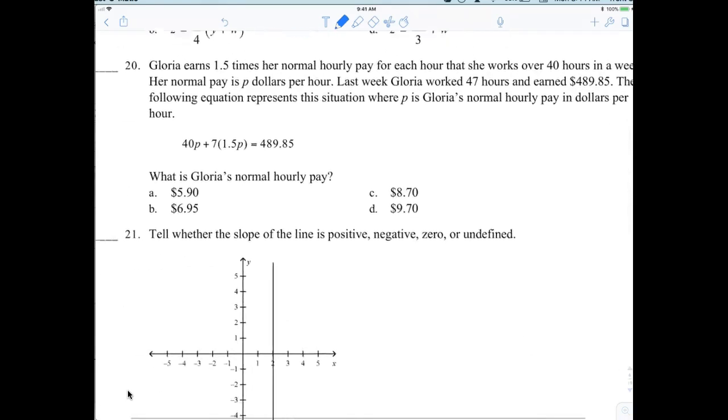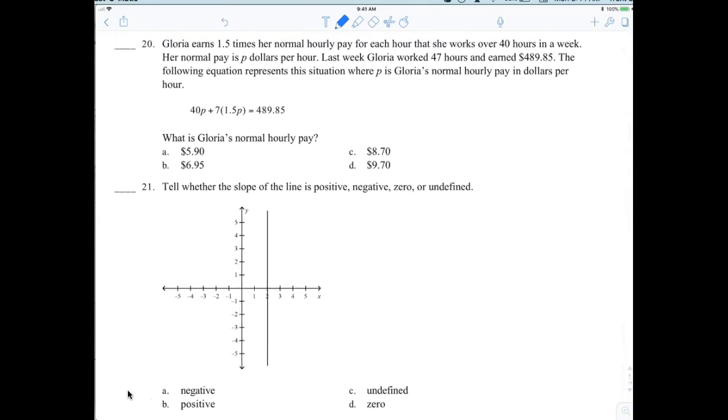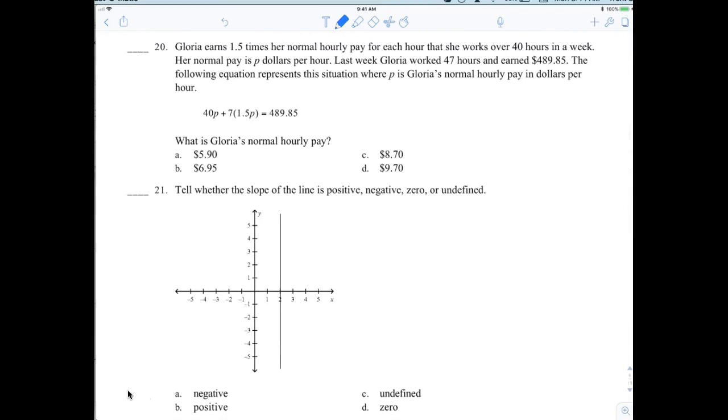All right, here we go. It says Gloria earns 1.5 times her normal hourly pay for each hour she works over 40 hours. Her normal pay is P dollars. Last week she worked 47 hours and earned $489.85. All right, so let's see.